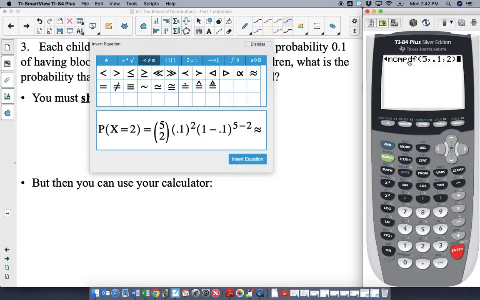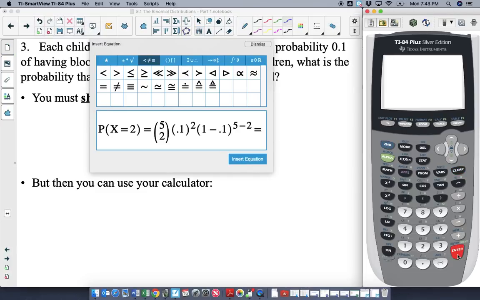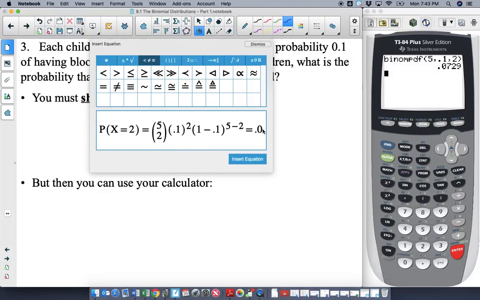If you have the older version of the calculator, then it just has parentheses and you type it in as your N, P, X, just like that. Then we can hit enter, and I get 0.0729. So I guess I didn't need an approximately sign because that was exact. Now I accidentally erased it off my calculator screen, so let me find it again. 0.0729. Or if you wanted to say approximately 0.073, that would be fine.